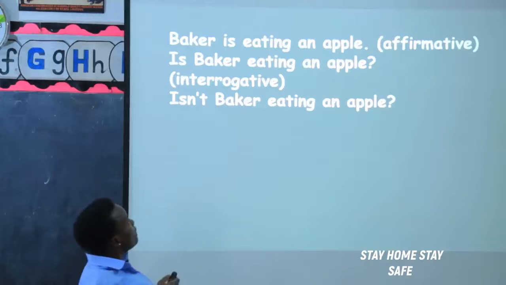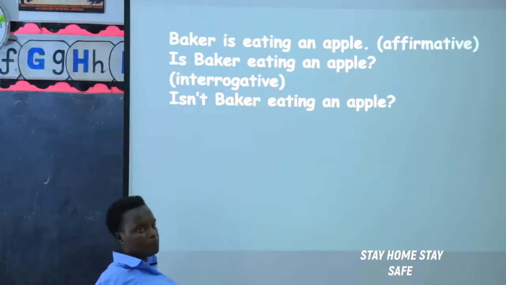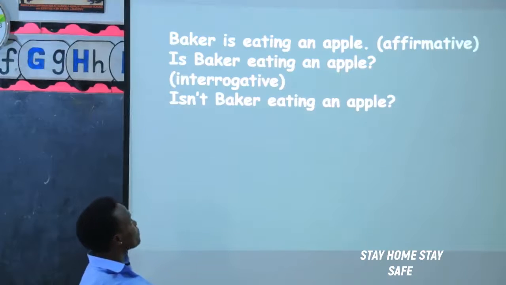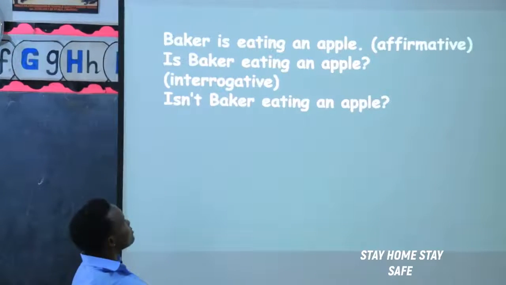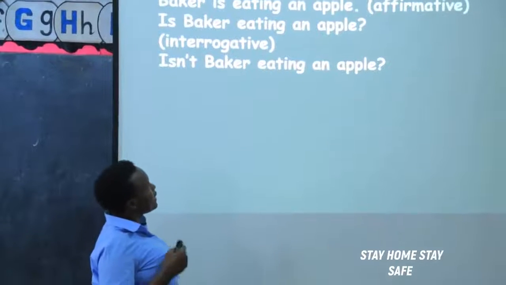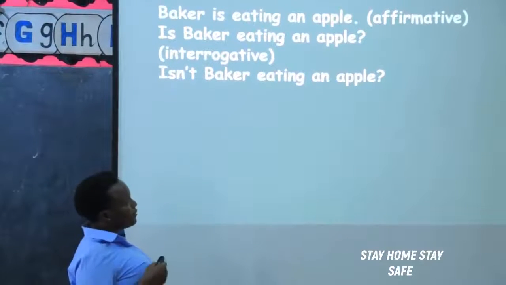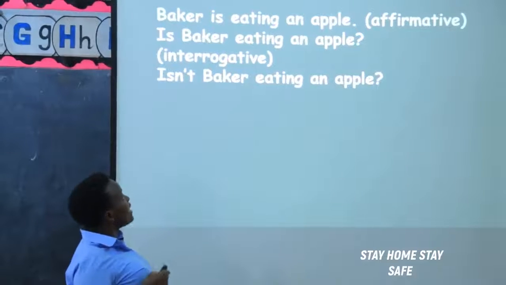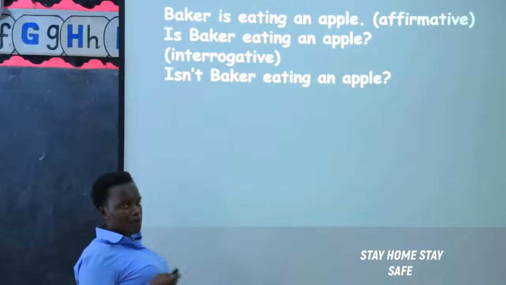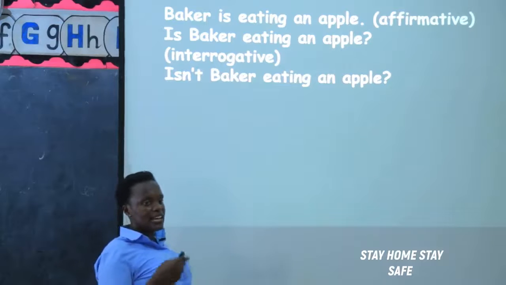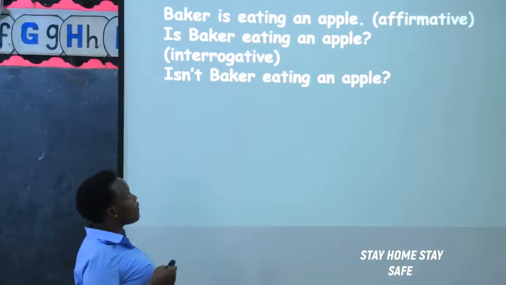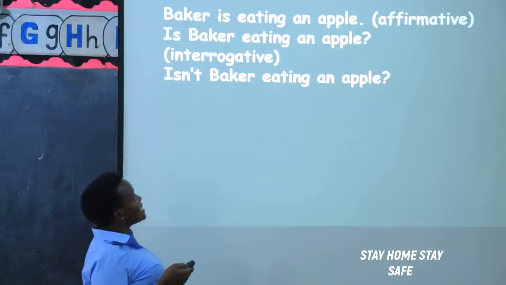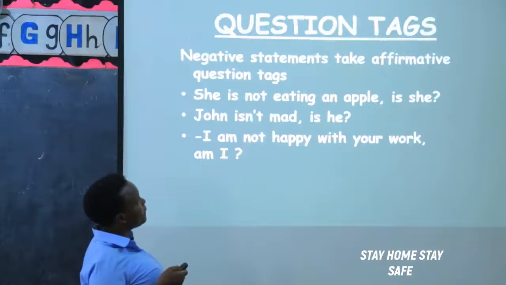Then, Becca is eating an apple. Question, is Becca eating an apple? Then when we want to put a negative we say Becca is not eating an apple. Then to form a negative question, we say, isn't Becca eating an apple?